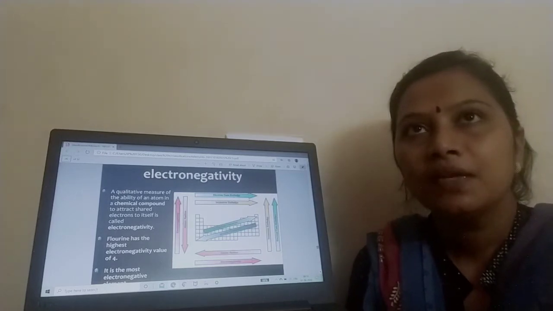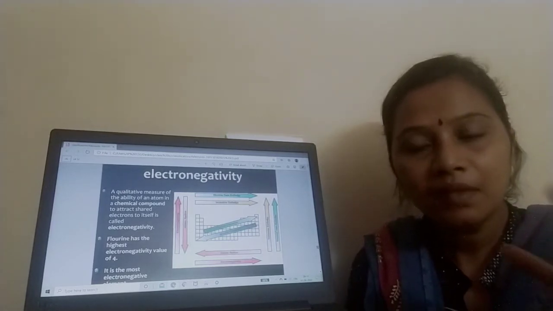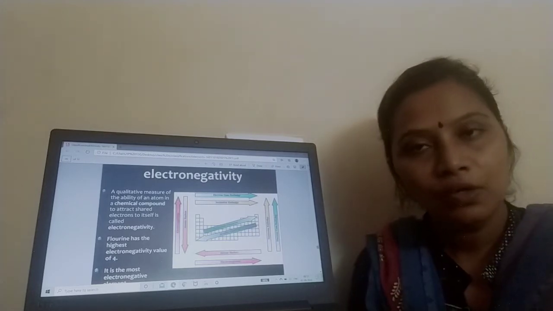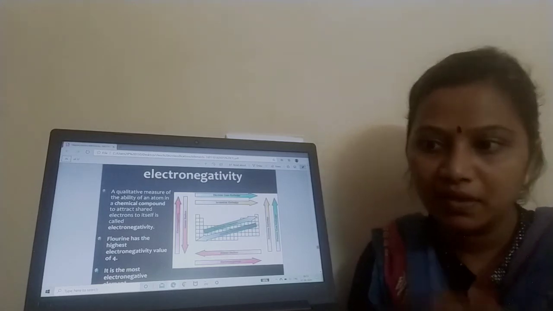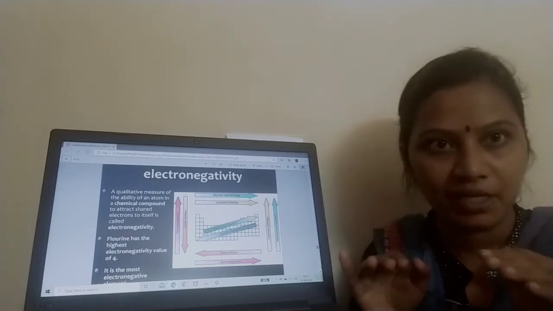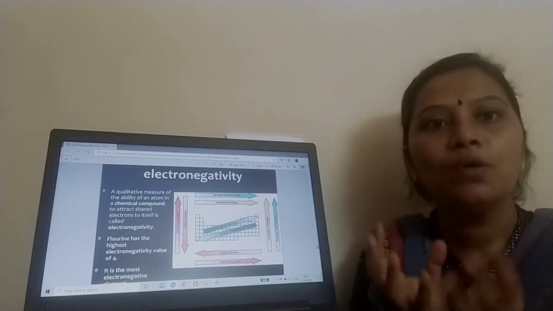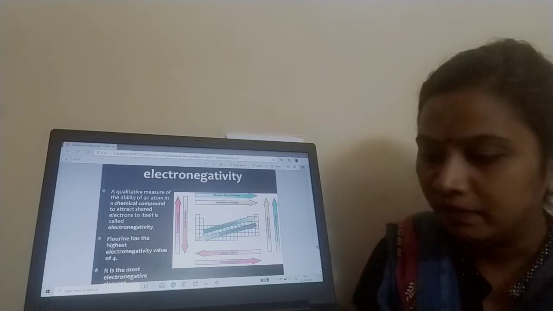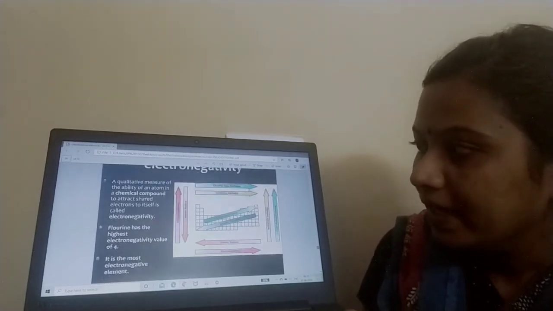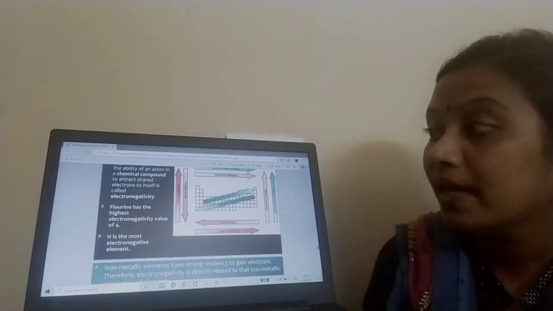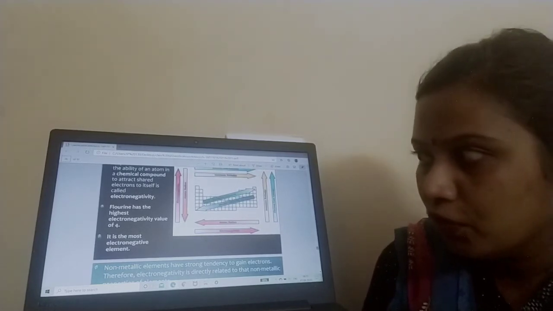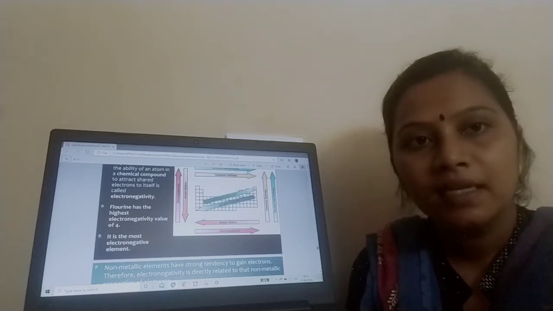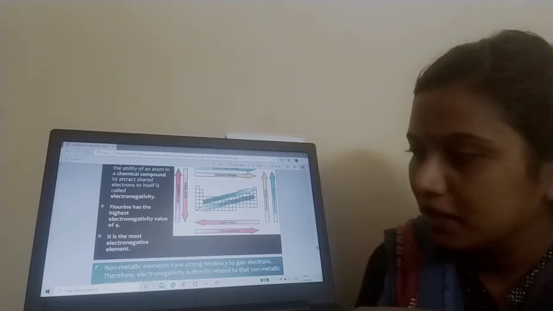Say for example NH3, N and H3 combine to form a compound, and now the ability of the nitrogen to retain the shared pair. They are shared between N and H, but when nitrogen wants to take hold of all the shared pair of electrons towards itself, then this is electronegativity. Now, who has the highest electronegativity? Fluorine has the highest electronegativity with a value of 4. This is a very, very repeated question. So the most electronegative element is F, that is fluorine.